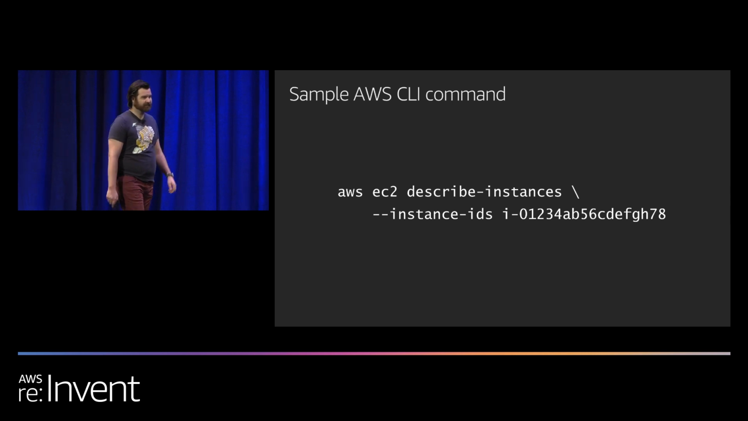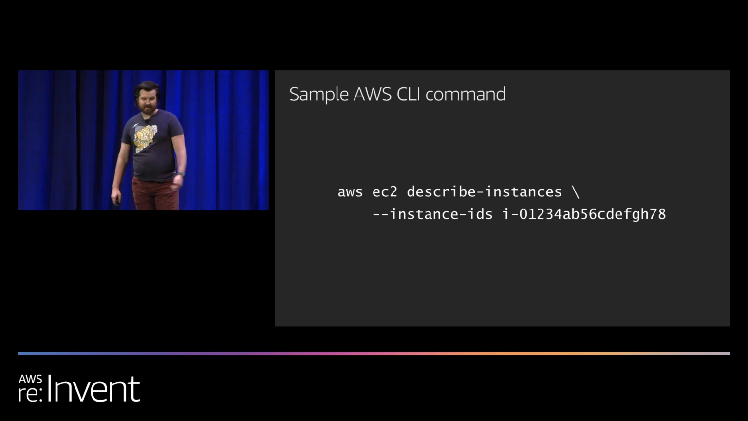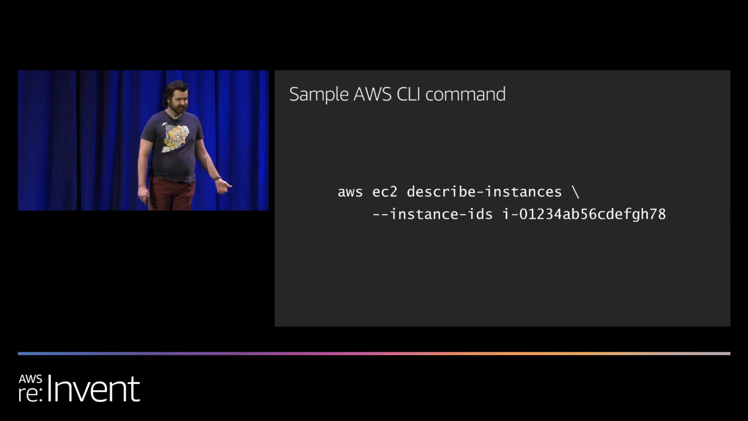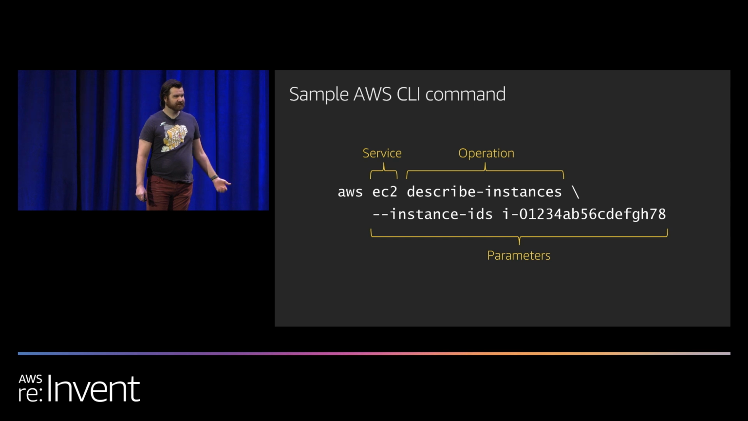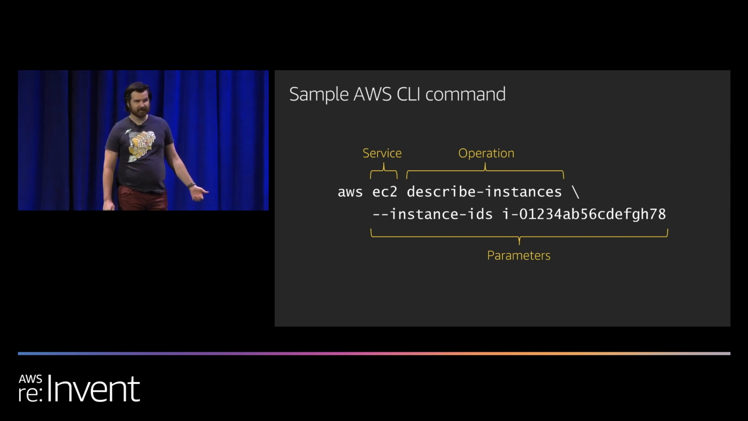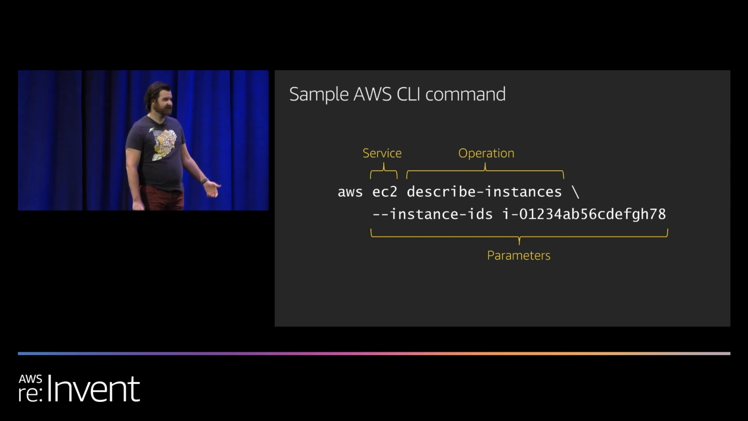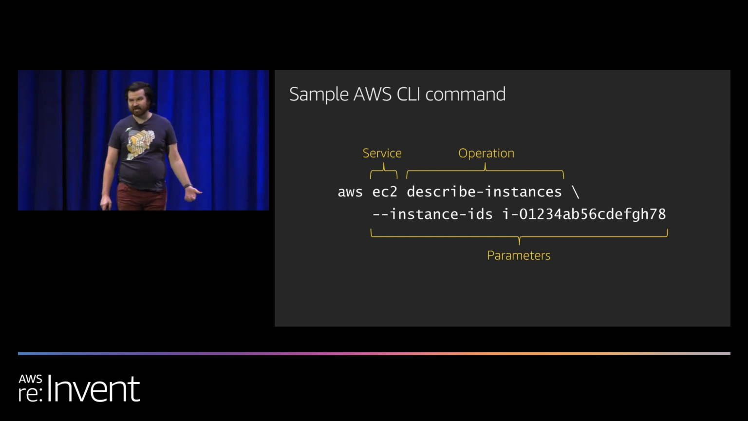And for those of you who haven't used the AWS CLI before, here's a sample AWS CLI command. It's describing our particular Amazon EC2 instance, and the general pattern that most CLI commands follow is they're broken up into three parts. There's a service command representing which AWS service you're about to use. There's the operation command representing the API call to the service you're using. Generally, the operation commands map one-to-one with available APIs in the service. And the final part is the parameters. So these are the parameters that you're providing to the API call.